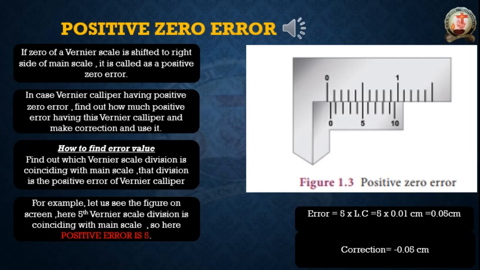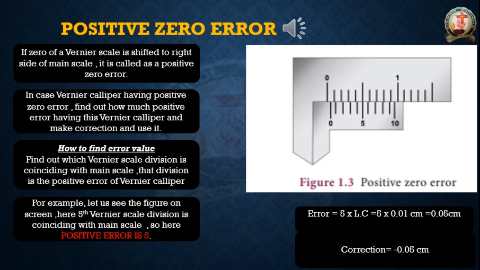In this case you have to consider vernier scale divisions, not the main scale. Forget about the main scale and remember only the vernier scale. The vernier scale has 10 divisions. Whichever division is coinciding with the main scale is the value of the positive zero error. Suppose the sixth line is coinciding, what is the error? 6. If the ninth line is coinciding, what is the positive zero error value? 9. Like that, whichever division is coinciding is the value.